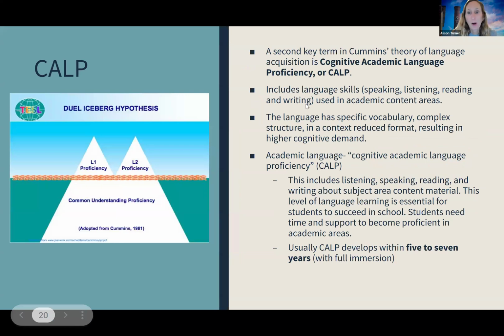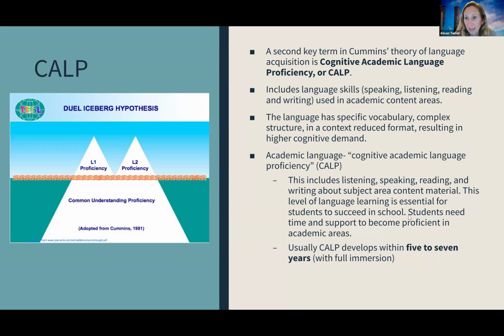So just to go over CALP, it includes language skills used in academic content areas, including, of course, the 4 skills: speaking, listening, reading, and writing. This language has very specific vocabulary. It also has complex structure in terms of the grammar. And it's also very context reduced, meaning that it has a higher cognitive demand because there's not as many contextual clues to understand what people are talking about. Whereas BICS is more concrete language.